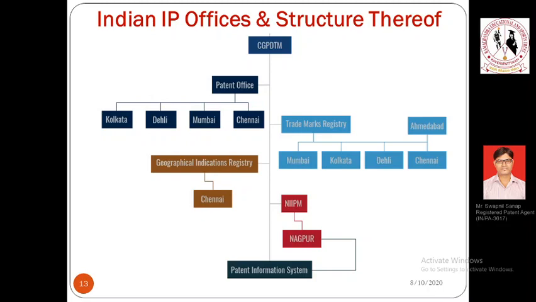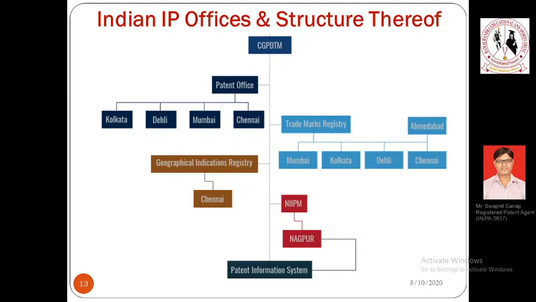So Kolkata, Delhi, Mumbai and Chennai are the four different offices for patent. That means a person can file a patent application in any of these offices. However, there is a small limitation. These offices are distributed based on territorial jurisdiction.